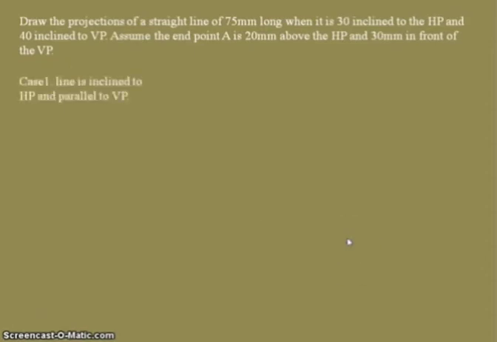Here we need to consider two cases again. The first case is when the straight line is inclined to the horizontal plane and parallel to the vertical plane. The inclination is as per the given condition, 30 degrees to the horizontal plane. In this condition, inclined to the horizontal plane and parallel to the vertical plane, we need to draw the projections for the given straight line. That is the first case.